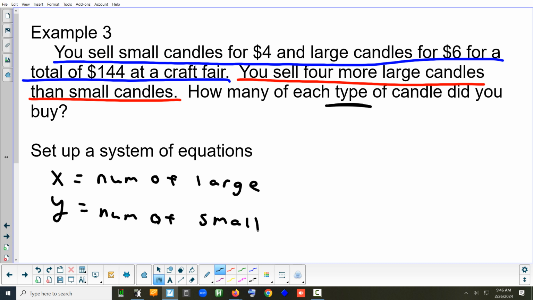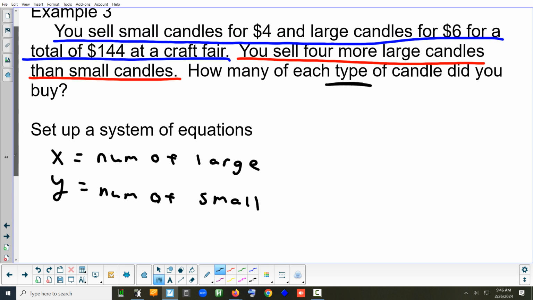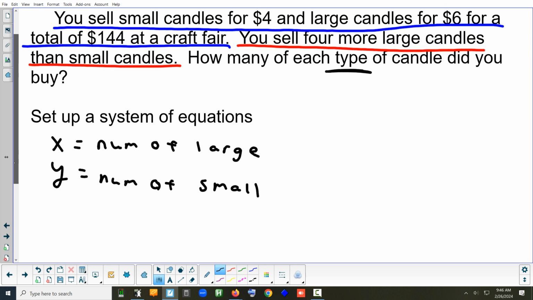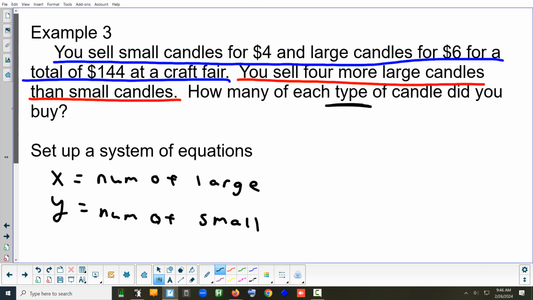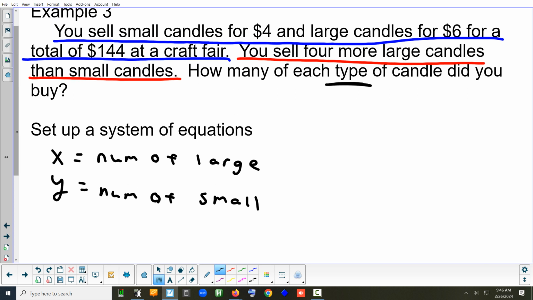Okay, let's start with that second sentence. You can start with the first one, but I'm going to start with the second one. You sell 4 more large candles than you do small candles. Let me reword that a little differently, and I think it'll be easier to see what that means.